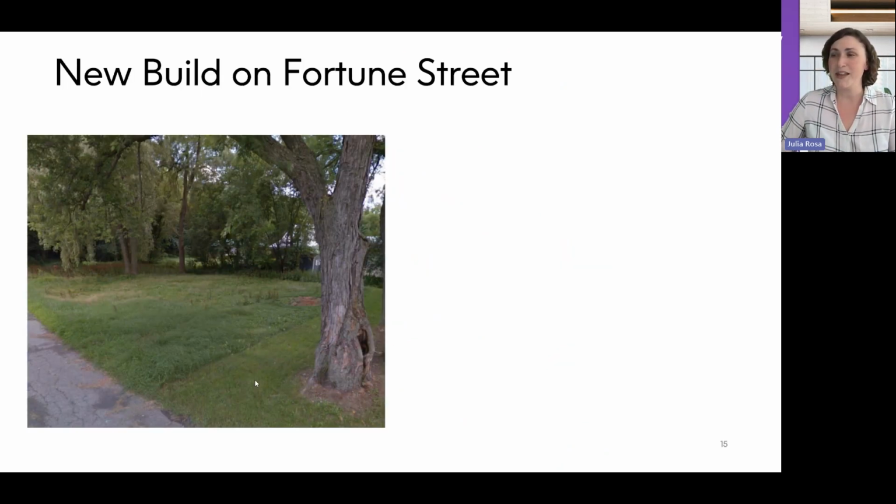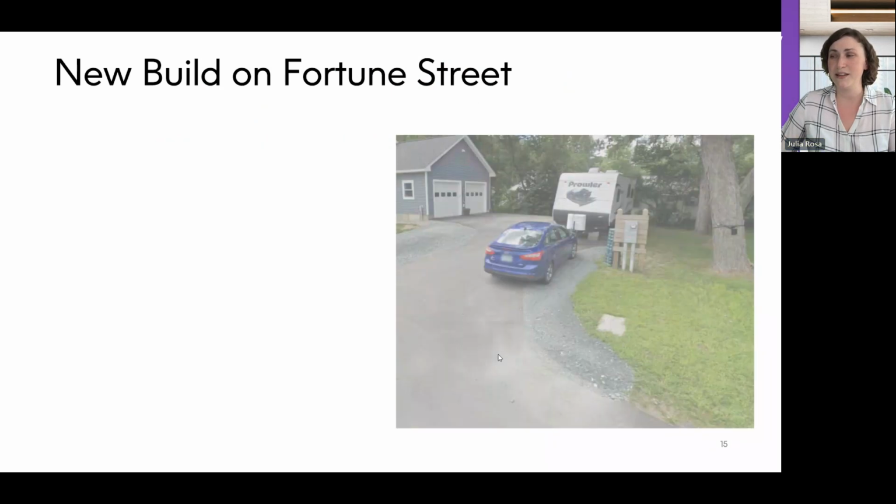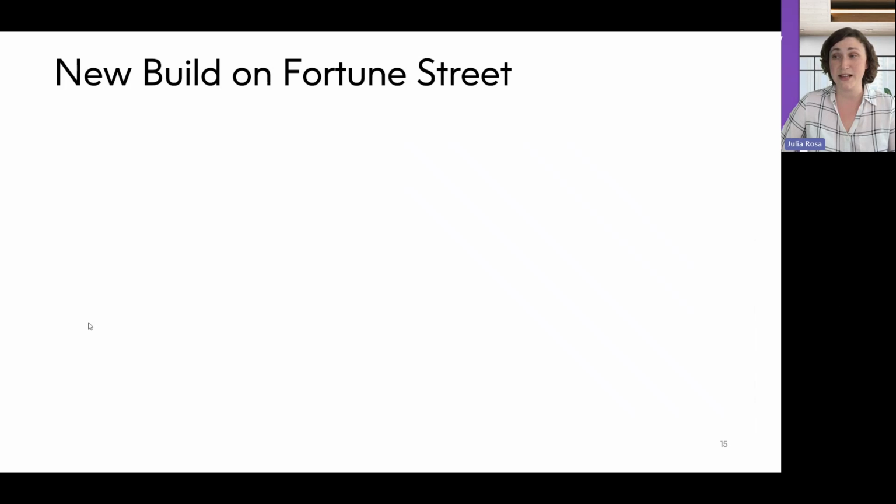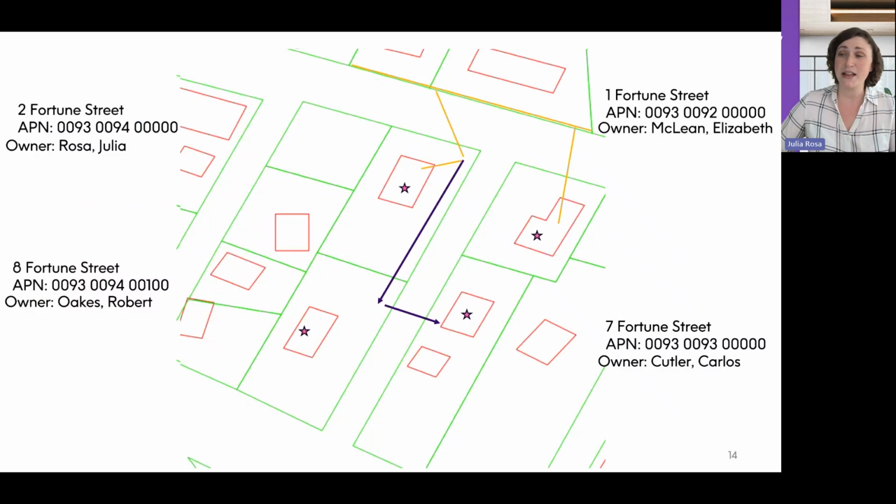But when you look at how that build ended up in the end, you can see where they placed the meter. Now, where they placed the meter is particularly close to the property line itself. So if we go back and look at where the properties are, that meter is right along the corner here.